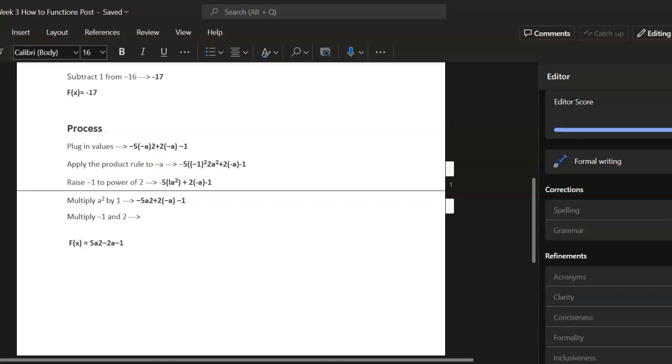That goes to negative 5a squared plus 2 times negative a, which goes to negative 2a, and then we multiply negative 1 and 2, and we get our final function, f of x equals negative 5a squared minus 2a minus 1.